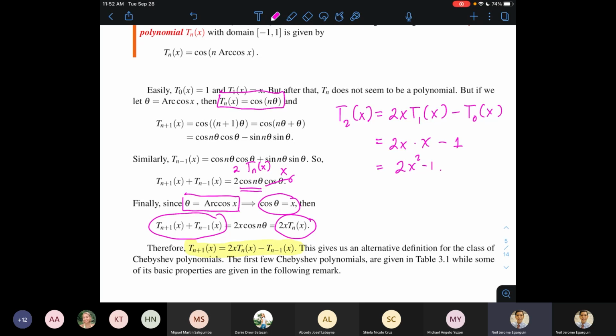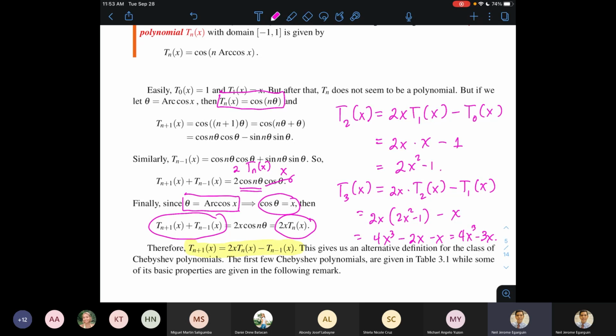And then if you want to see what is t sub 3 of x, the degree 3 Chebyshev polynomial, you just do 2x times the previous Chebyshev polynomial minus the Chebyshev polynomial 2 steps before. Okay, so this would be 2x times 2x squared minus 1, minus t1, which is just x. So this would be what? 4x cubed minus 2x minus x. So we get 4x cubed minus 3x. Tama ba, guys?